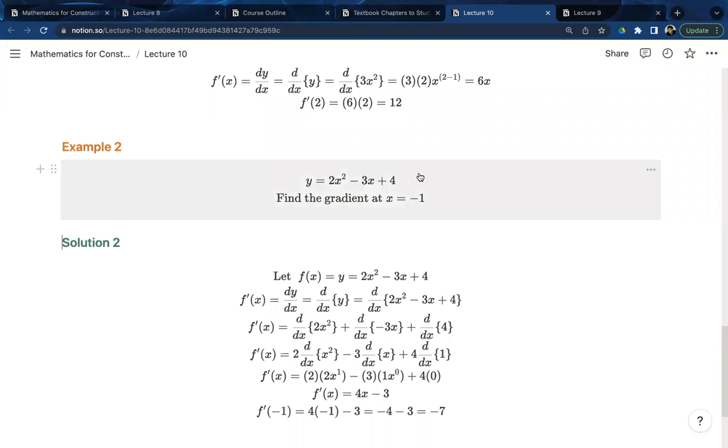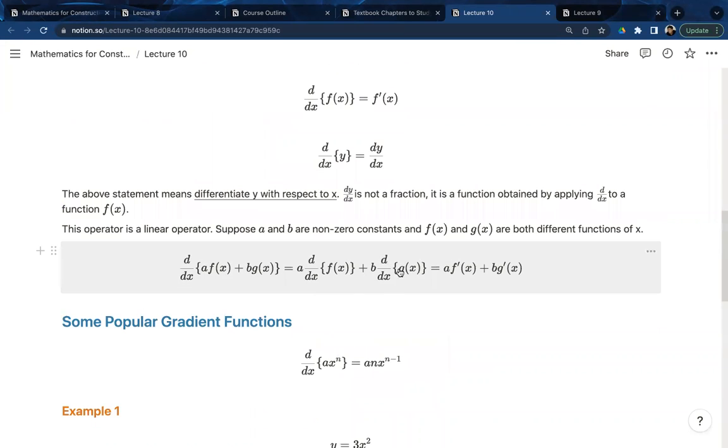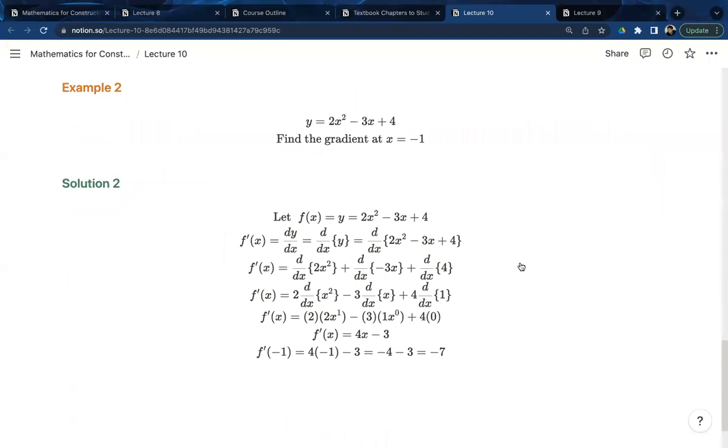Given a function, what is the gradient at a point? If the function is a polynomial function, in this case we had a quadratic, we differentiate each term separately. And we could do that because the differential operator is a linear operator. That's what the statement says here. The derivative of a sum of functions is the sum of derivatives. So you differentiate each term one by one, right?